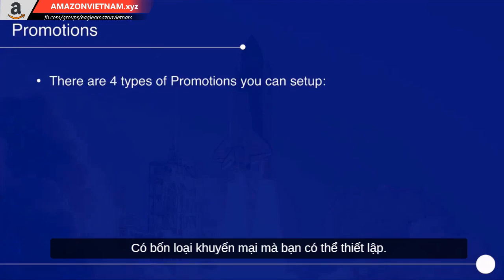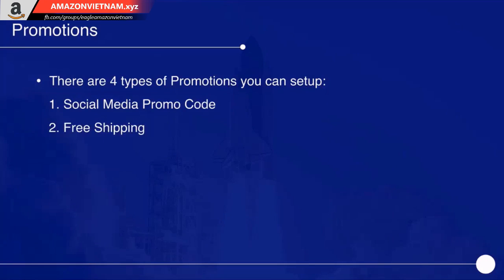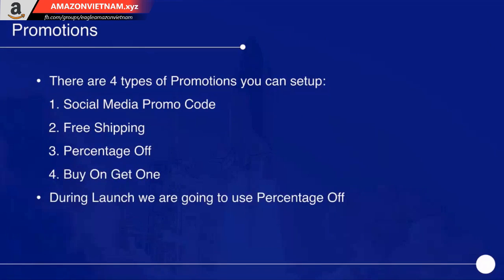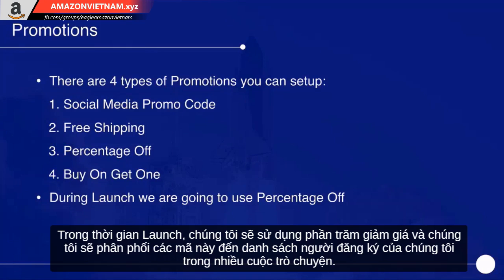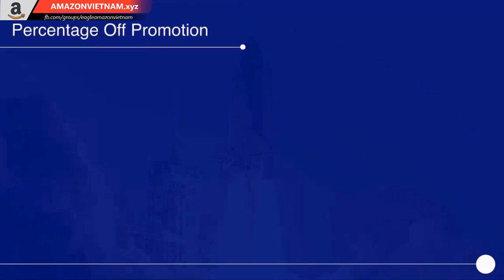There are 4 types of promotions you can set up. The first is a social media promo code, the second is free shipping, the third is percentage off, and the fourth is buy one get one. During launch, we're going to use percentage off, and we will distribute these codes to our subscriber list in ManyChat.